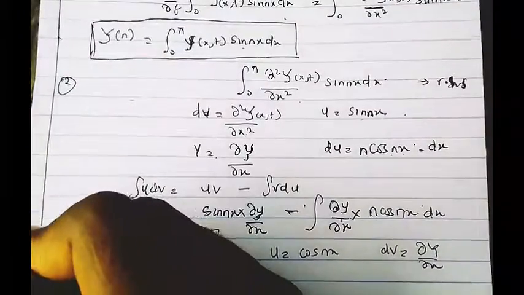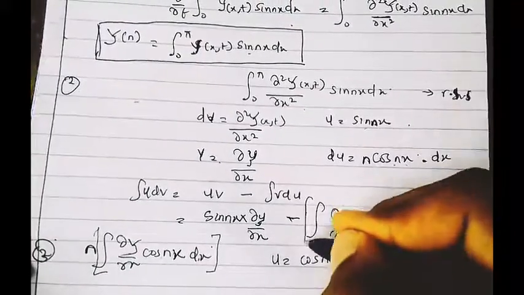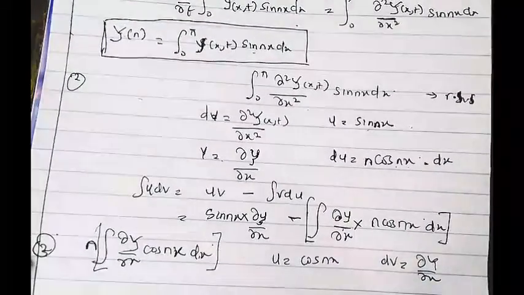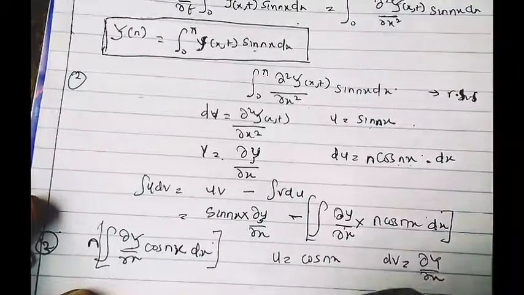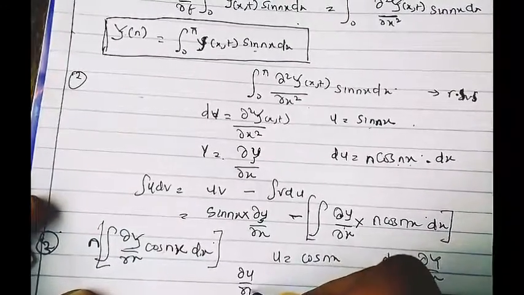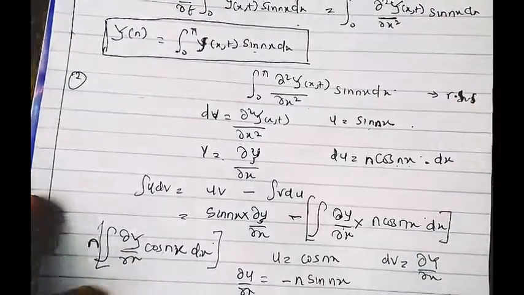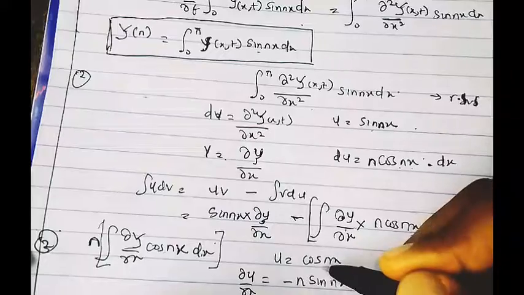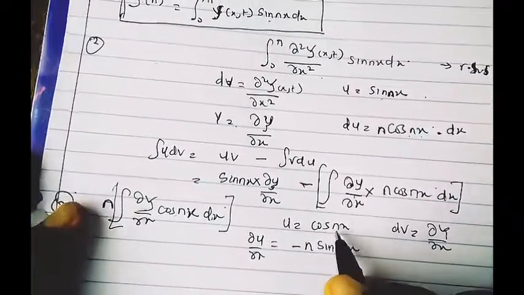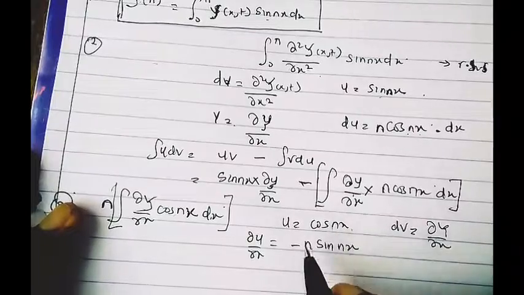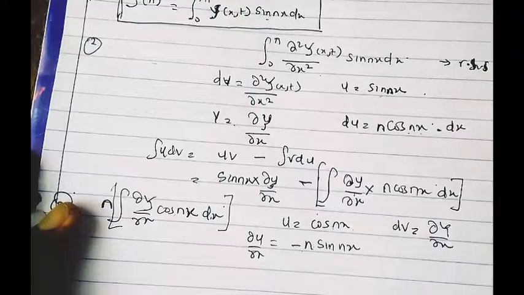So now I call this my third step. I took this part to integrate it again. So differentiating my u, this will be du/dx equals minus n sine nx, right? This is differentiating cos, I have sine, and multiplying by the function gives minus sine. Remember, differentiating cos, I have minus sine.